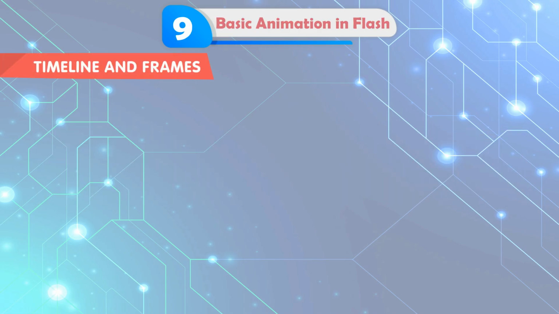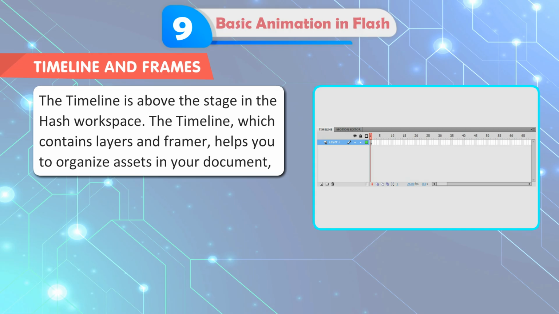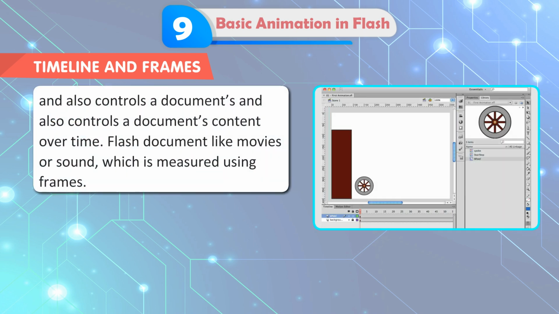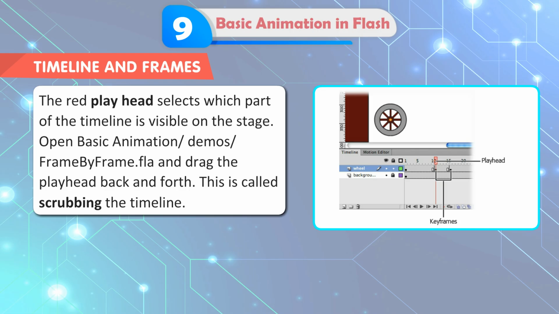Timeline and frames. The timeline is above the stage in the Flash workspace. The timeline, which contains layers and frames, helps you to organize assets in your document and also controls a document's content over time. Flash documents, like movies or sound, are measured using frames. The red playhead selects which part of the timeline is visible on the stage.